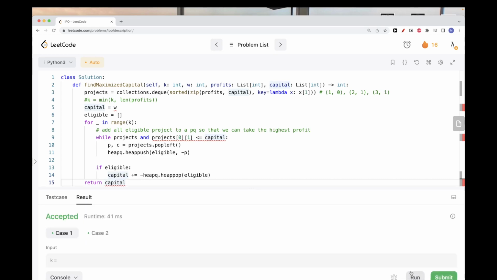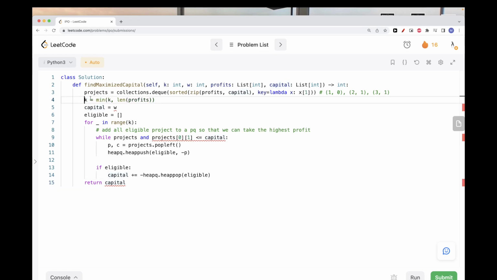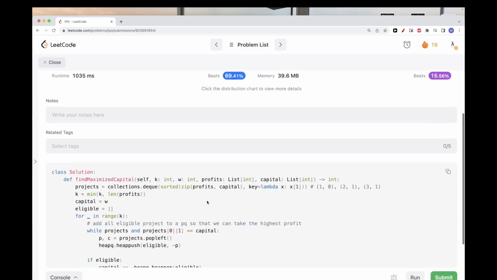And now if we run this, it looks good. It passes our test cases. Now let's add the minimum, taking the min, and this passes fine, right? Cool.